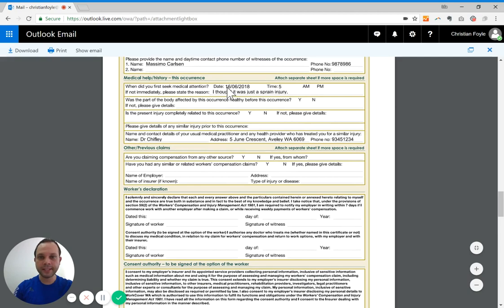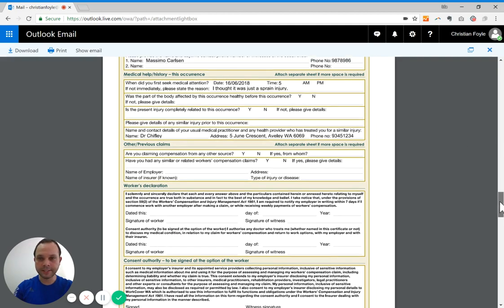Moving on down, as we said before, the occurrence happened on the 14th of June, and we've stated here that he first sought medical attention on the 16th of June at 5 o'clock. And there's a question here, if medical attention wasn't sought immediately, then please state the reason. So we've written, I thought it was just a sprain injury. That's a normal thing that people think in relation to claims. They think it's not a serious injury, and it's only a couple of days later that they realize it's more serious and they seek medical attention. So that's a very common reason.